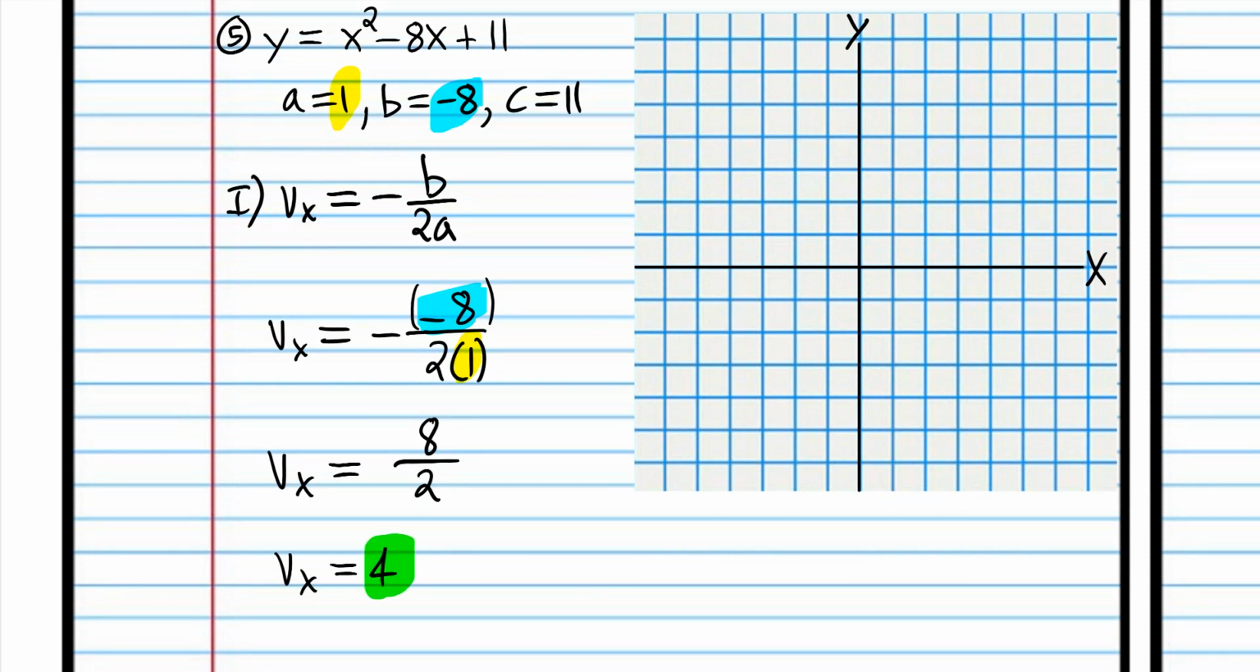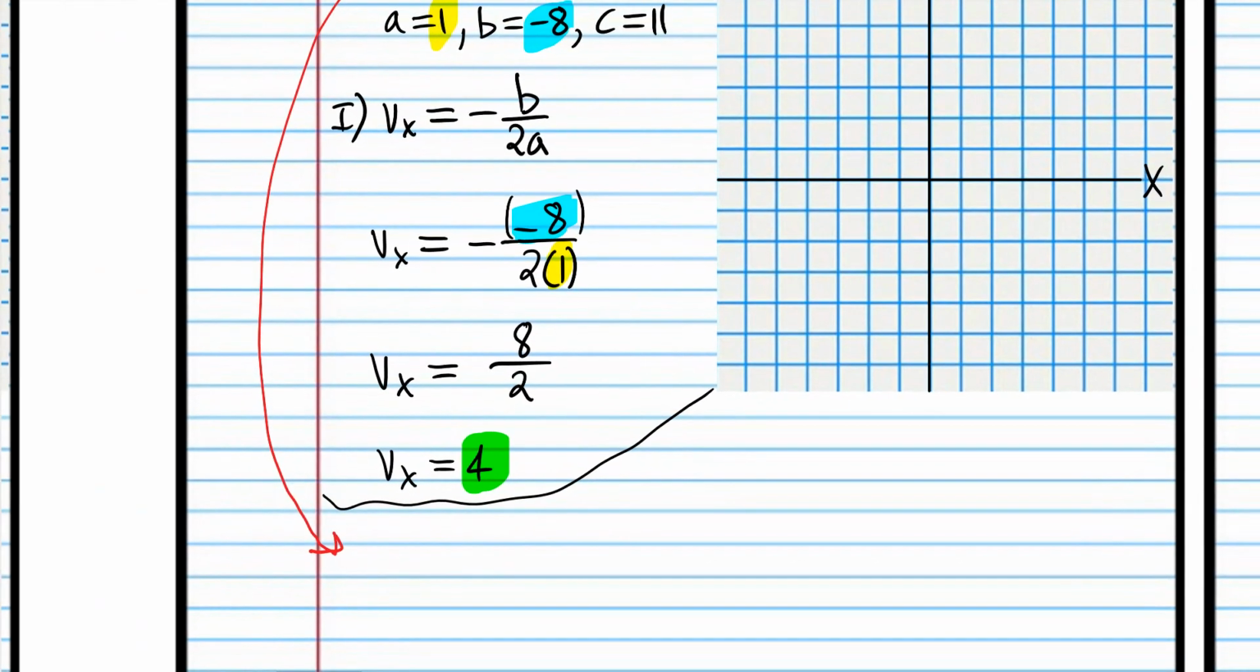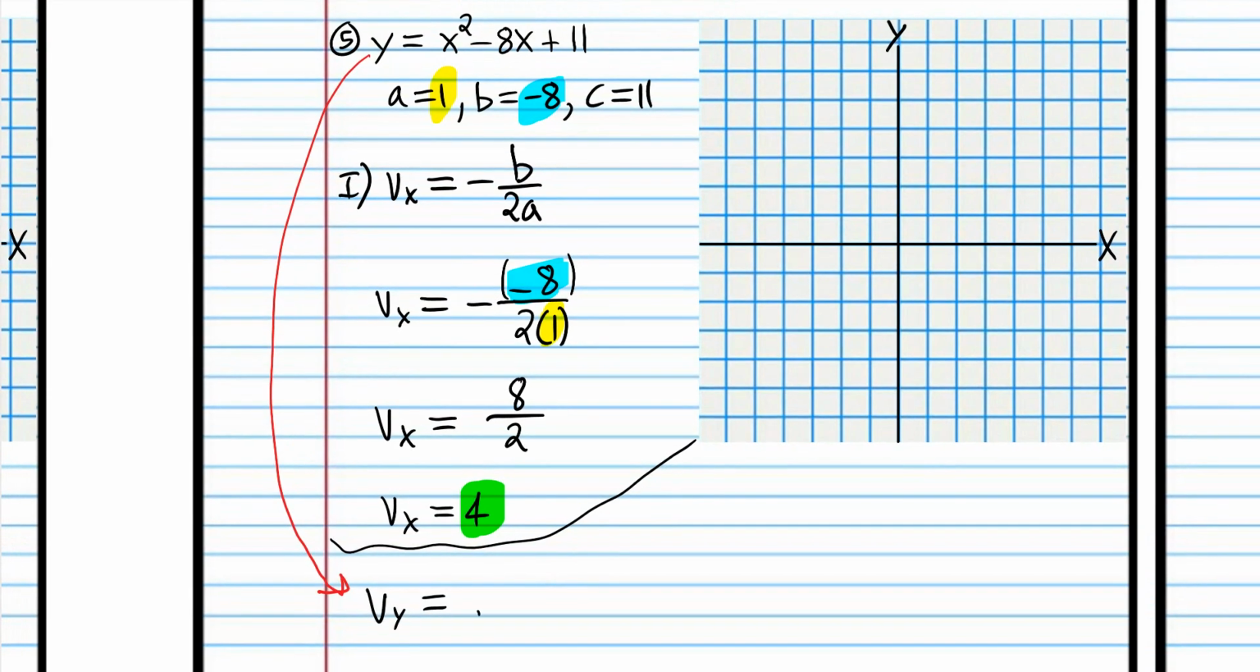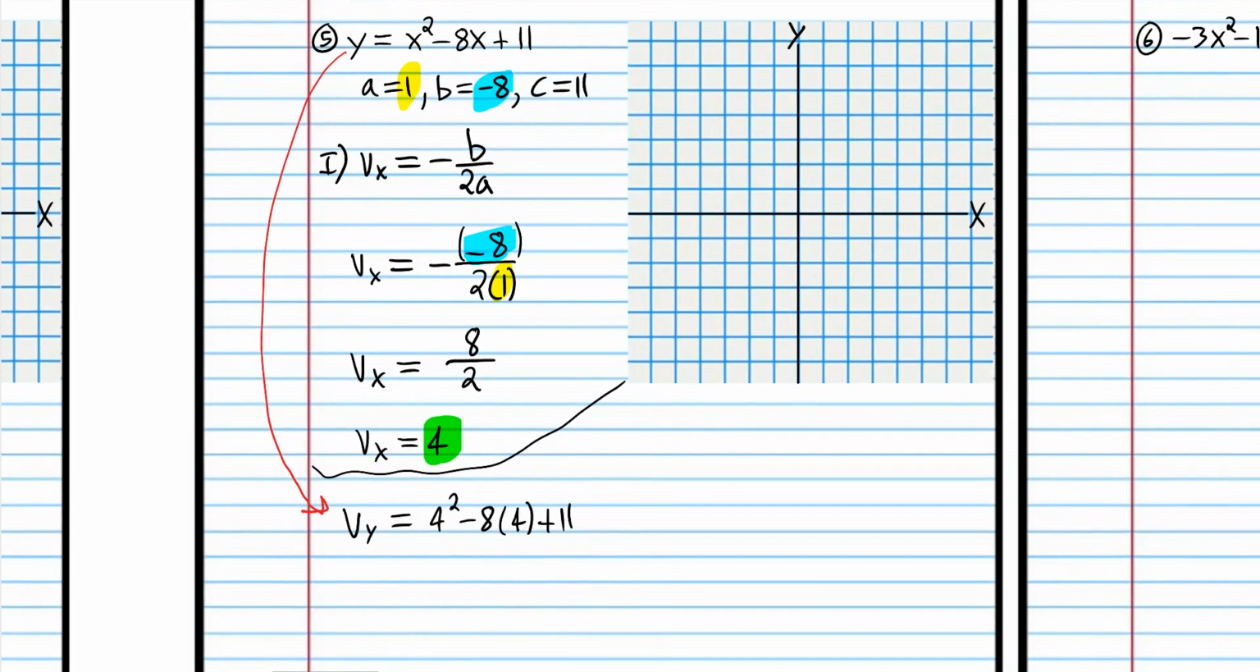So now that we have the x value of the vertex, all we have to do is plug it into the original equation, and that'll give us the y value of the vertex. So the y value of the vertex is equal to 4 squared minus 8 times 4 plus 11. And doing the math on that, we get 16 minus 32 plus 11. And 16 minus 32 is negative 16, plus 11 is negative 5. So that is the vertex.